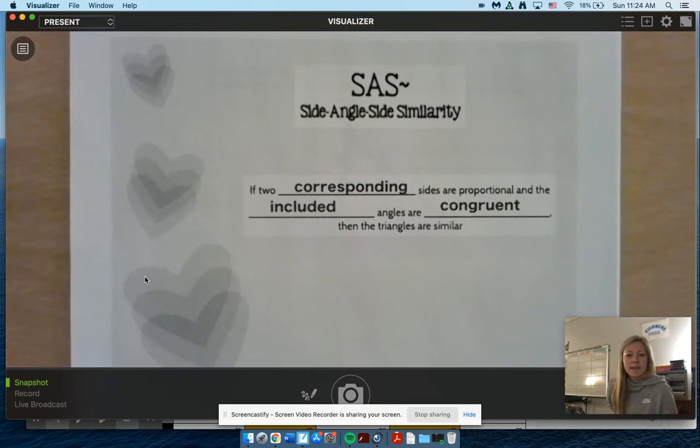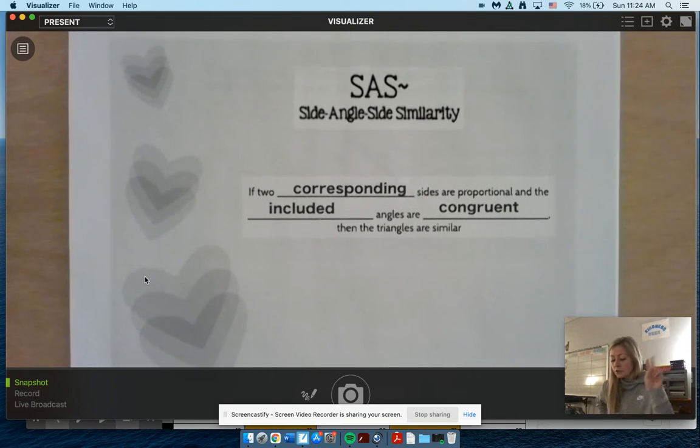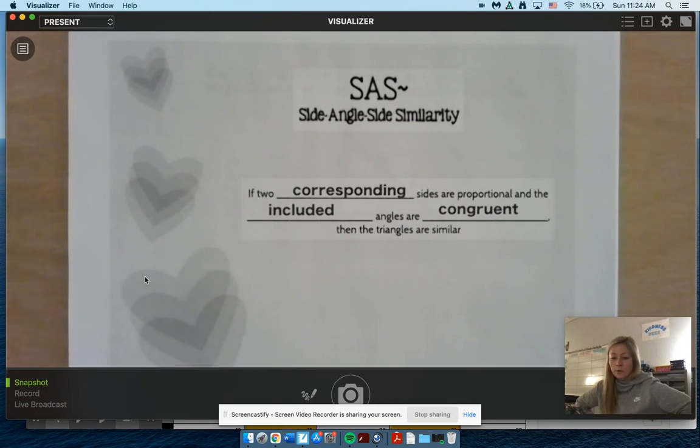SAS, our favorite side angle side similarity, is if two corresponding sides are proportional and the included angles are congruent, then the triangles are similar. And we know that, right? The angle needs to be the one between the sides we know things about, that included angle. That's why it's side, angle, side. So again, two pairs of corresponding sides are proportional, and that included angle must be congruent to the other one. And then we are good to go for side, angle, side.